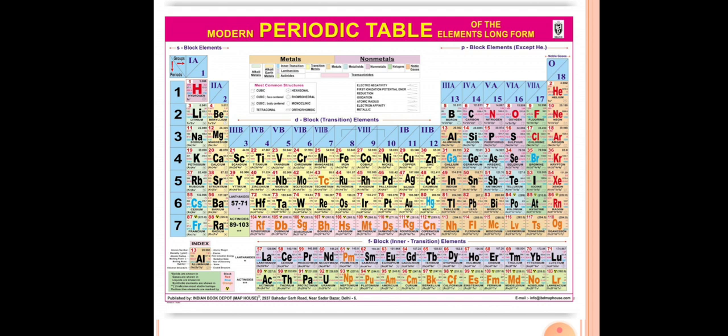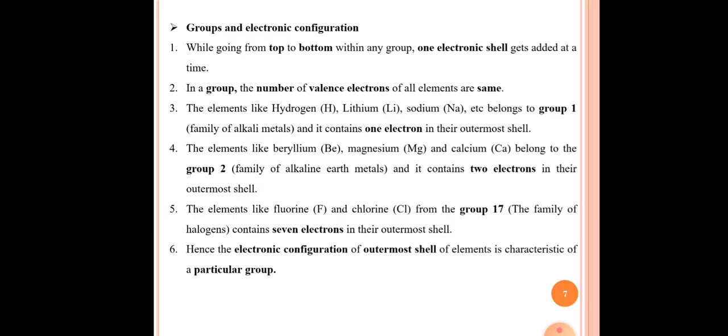So we can see here the different elements are arranged according to increasing atomic number. Okay, so this is the modern periodic table, or it is also called the long form of the modern periodic table. In the next slide, we are going to cover the next point, that is group and electronic configuration. So in groups and electronic configuration, we have to compare the electronic configuration of the elements and the position of these elements in the groups based on the electronic configuration.